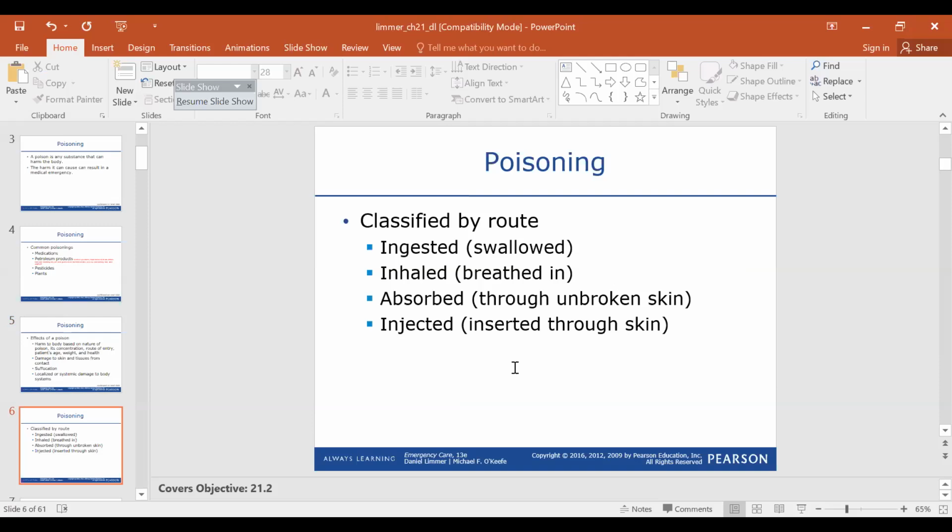So the four routes that poison can get into your body, ingested being the most common one. If you are writing this down, I would put a side note on ingested: it's the most common cause for poisoning. All right, inhaled, absorbed, and injection. And we talked about injection, how this one can go straight into the system and cause anaphylaxis much faster than the rest of these, because it's going into your vascular system and goes around your body much faster. So I'll give you guys a few seconds to write these down. Different routes.